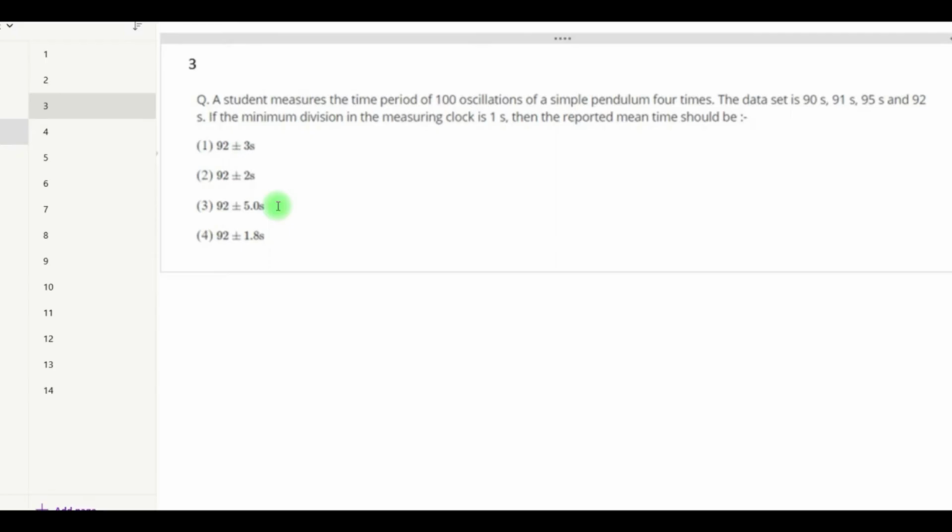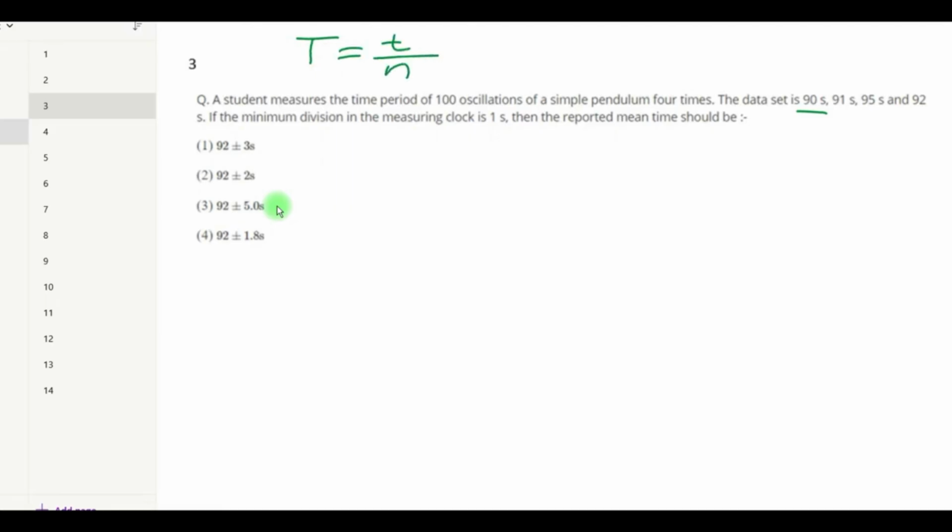So in this question, it's given that a student measures the time period of 100 oscillations of a simple pendulum 4 times, and the 4 values of times are given to you. Now pay attention that these values are not the time period. Like in the previous question I told you, the time period, which is given by capital T, can be written as the total time divided by n, where n stands for the number of oscillations. Here n is 100, and the small t's values are given to you: 90, 91, 95 and 92. Since the experiment has been performed 4 times, you are getting 4 different values of the time.